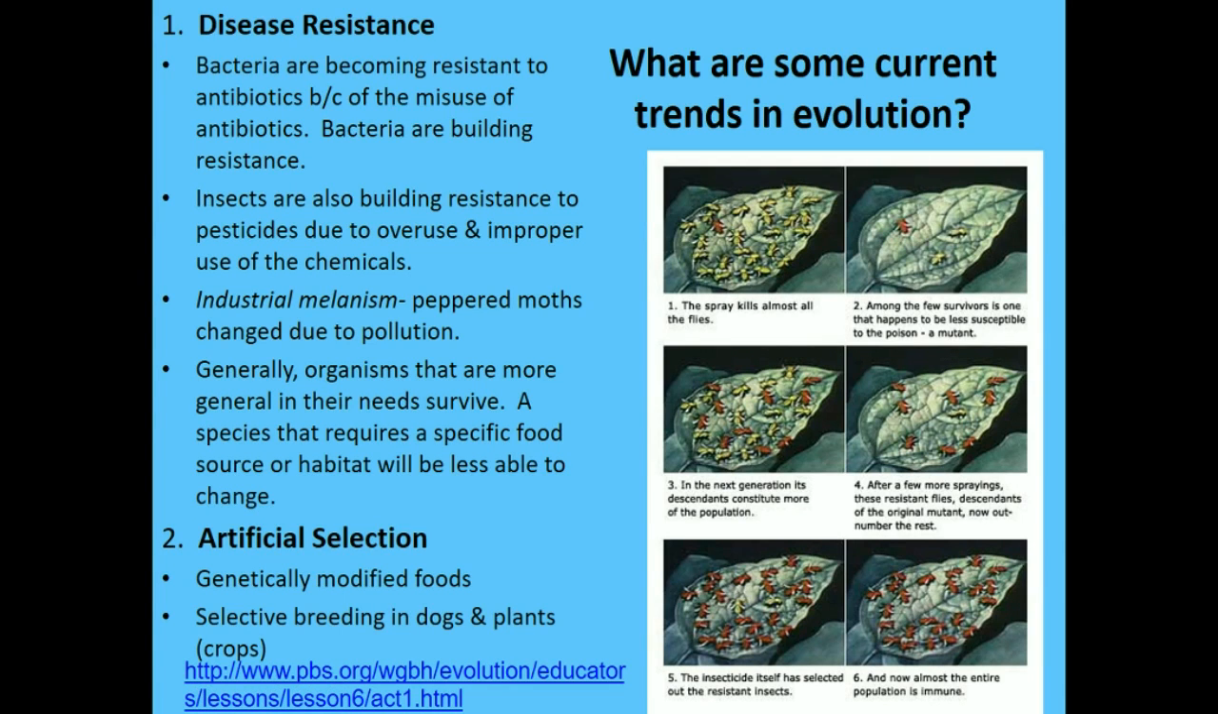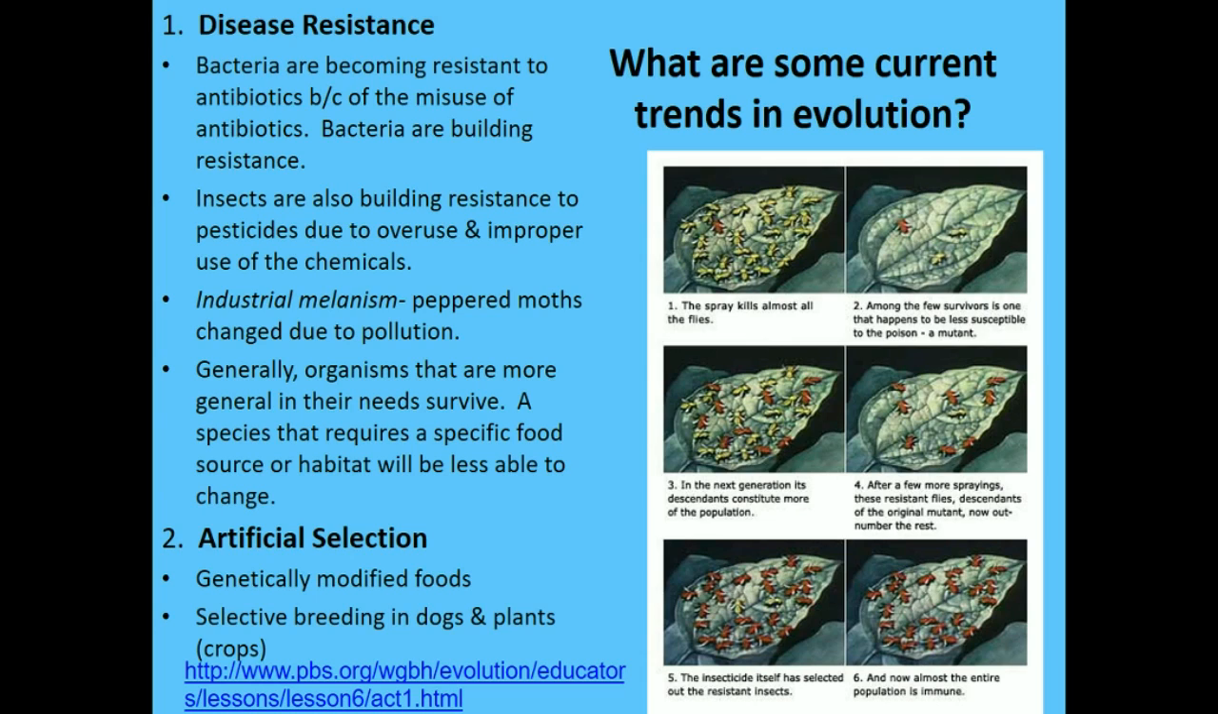Alright, so examples of current trends in evolution. A big one is going to be resistance. You see this in bacteria. It's a huge issue with bacteria because we want to kill them with antibiotics, but over time, these bacteria are building up resistance. Also, insects are getting used to the pesticides we're using. And there are different other examples.